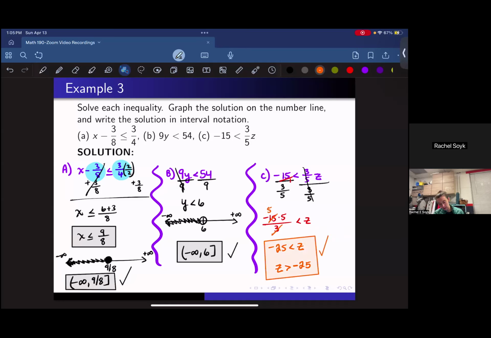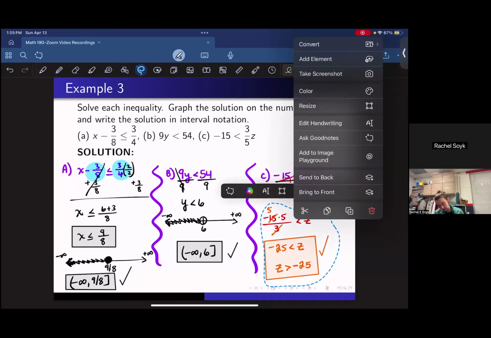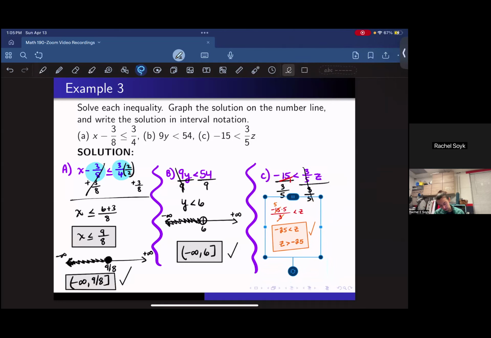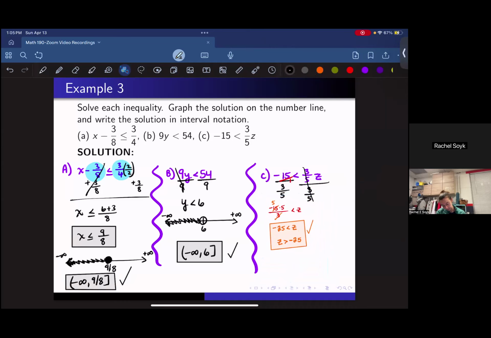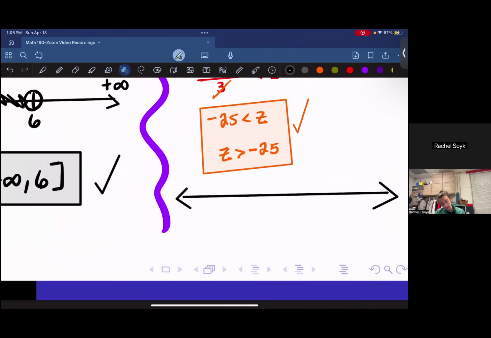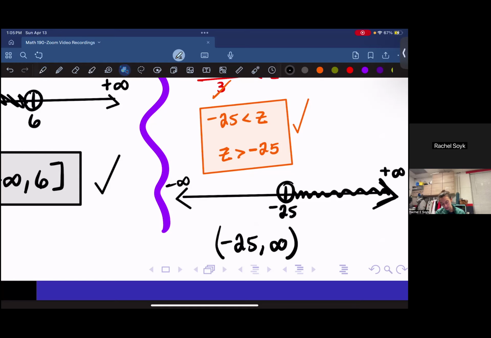And then I'm actually going to maybe shrink this a little bit because we still have to graph out our values and then write in interval notation. So we're looking at all values from negative infinity to positive infinity, looking at negative 25, all values greater but not equal, so open circle. And in interval notation, it's a soft bracket, negative 25, all the way up to positive infinity, soft bracket. And we're done.